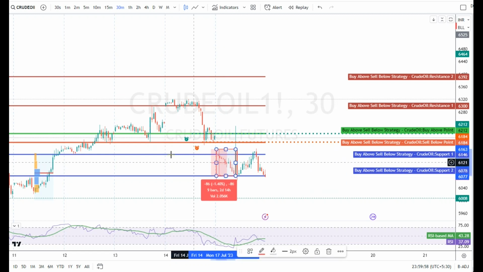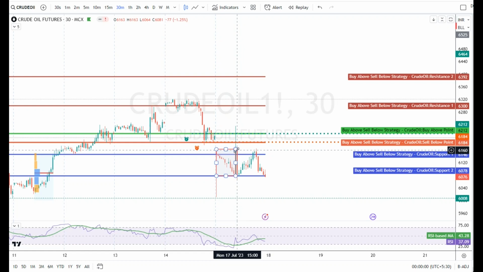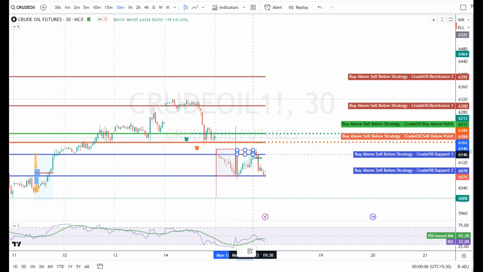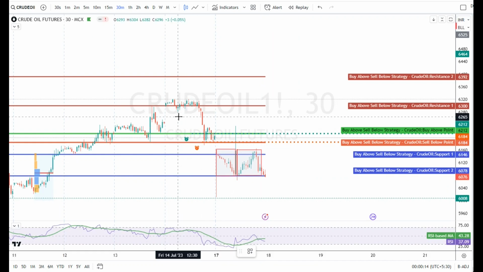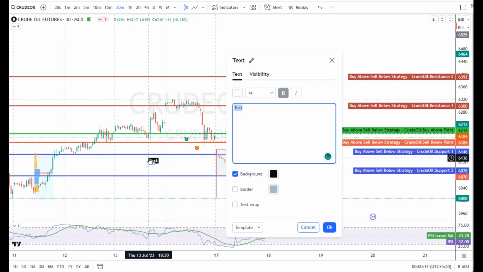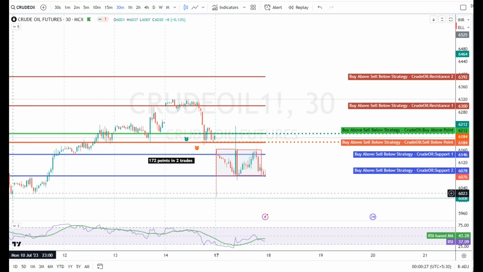So you got 86 points here on the first move, and then it went back and it gave us another trade, which was as good as another 86 points. So 86 and 86, my god, that's 172 points in 2 trades on crude. That's if you take an options lot, you would make about, one option would give you about 9,000 rupees. So 4 lots of options, 36,000 rupees. Man, what a return for the day.